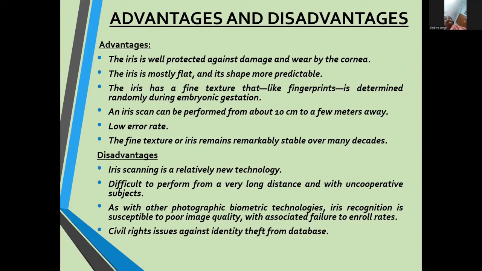Now its advantages and disadvantages. Advantages are like the iris is well protected against damage and wear by the cornea. The iris is mostly flat and its shape more predictable. The iris has a fine texture that, like fingerprints, is determined randomly during embryonic gestation. An iris scan can be performed from about 10 centimeters to a few meters away. Low error rate. The fine texture of the iris remains remarkably stable over many decades.